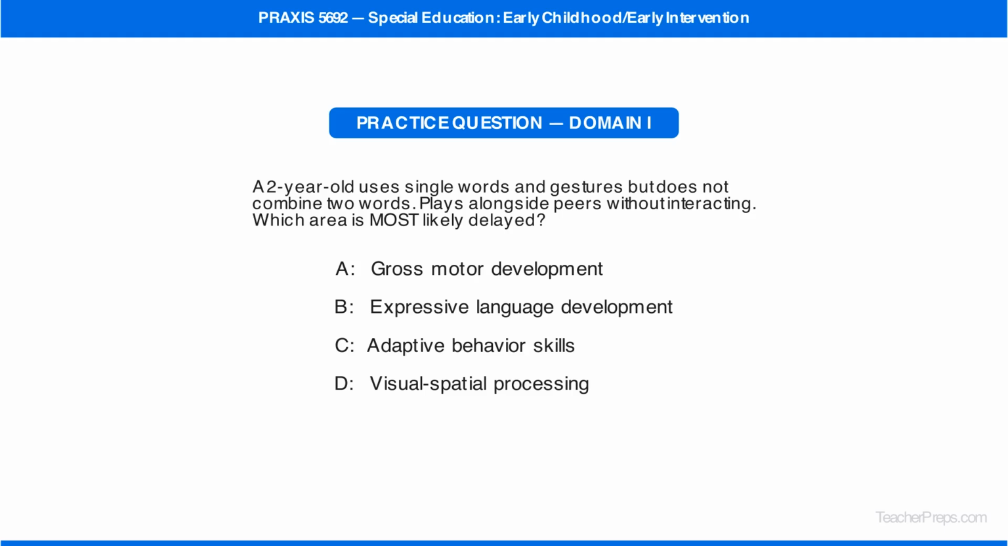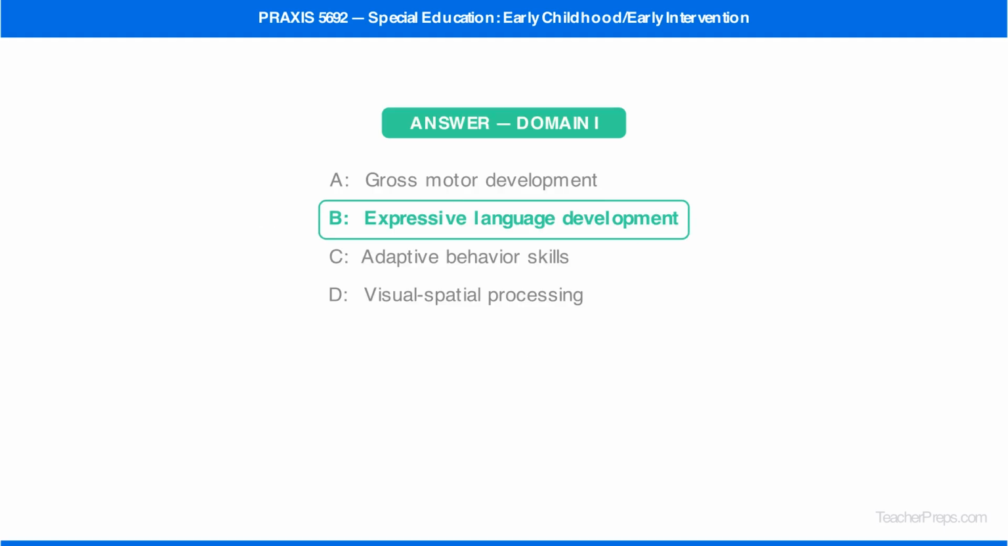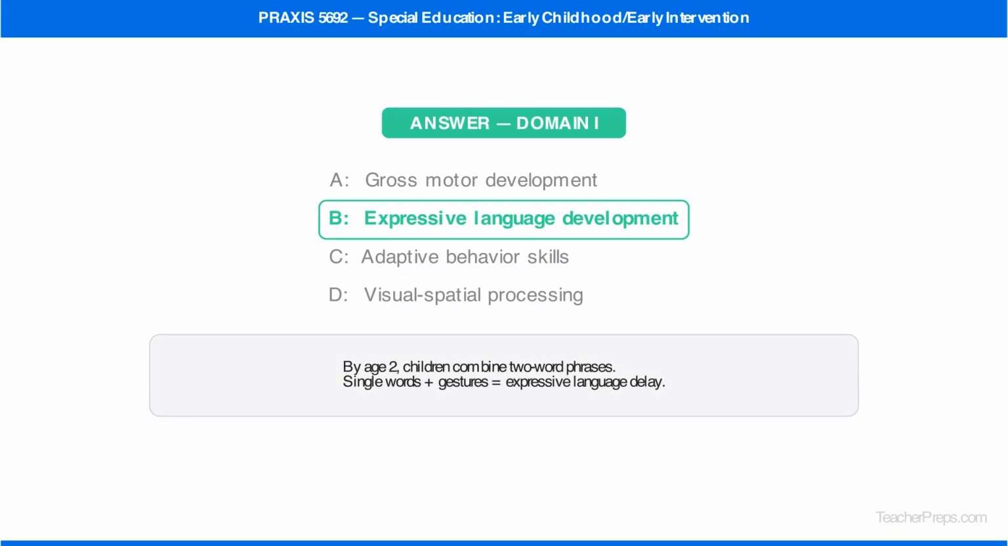Take a moment to think. The correct answer is B, expressive language development. By age 2, children typically combine two-word phrases like "want milk." This child uses single words, suggesting an expressive language delay. The parallel play is actually typical for a 2-year-old. Focus on what the scenario specifically describes and match it to the developmental domain.